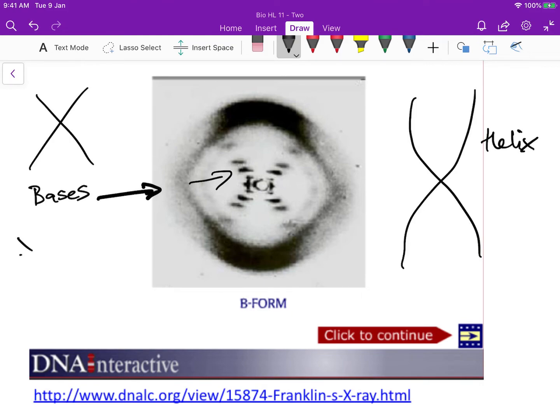This was made through X-ray. They were shining X-rays through, it was crystallography, because they were shining it through crystals of DNA. They were crystallizing DNA, shining X-rays through and developing it. And from that, they had some idea of the structure. And this suggested a helix form.